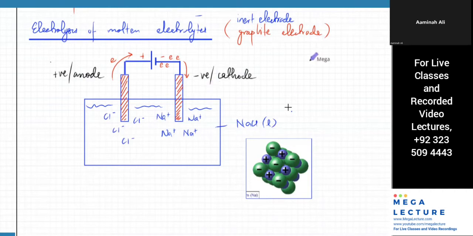The rule is positive ions are attracted to the cathode, which is the reason why they're known as cations. Yes, sir. And on the other side, you've got negative ions attracted to the anode, which is the reason why they're called anions.